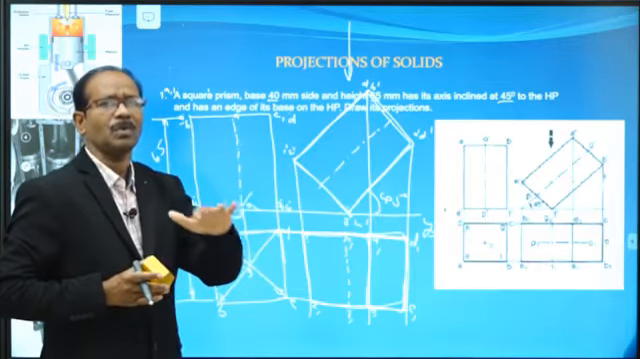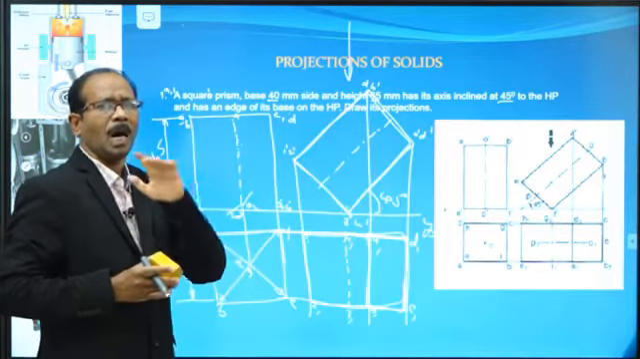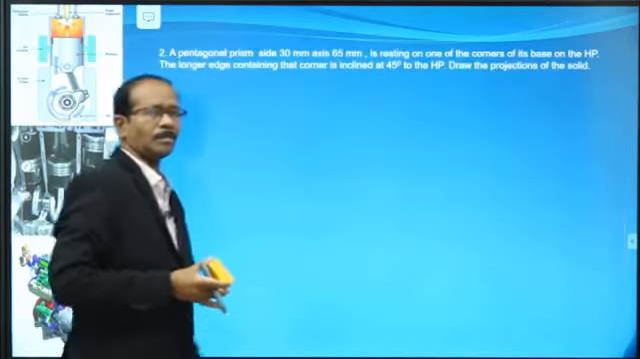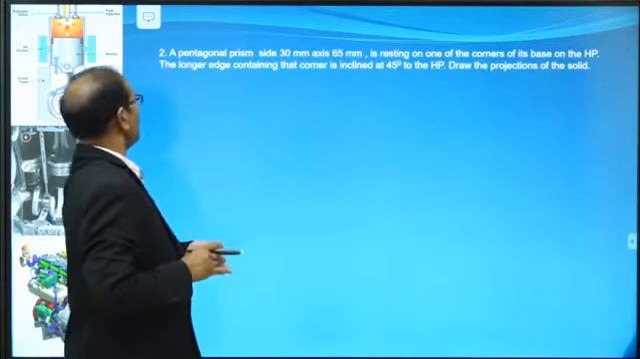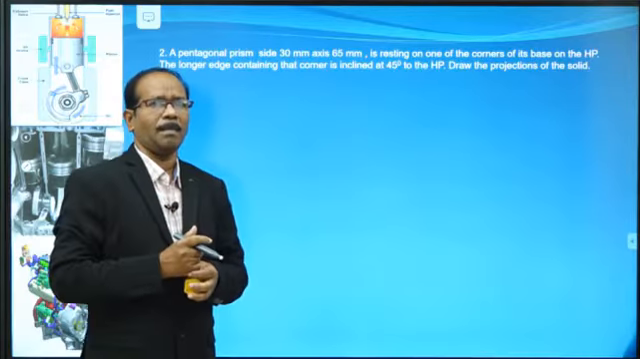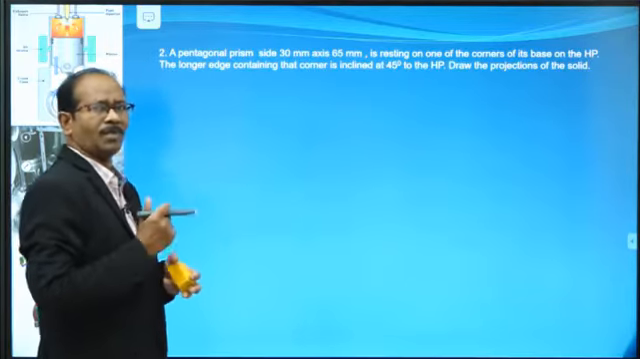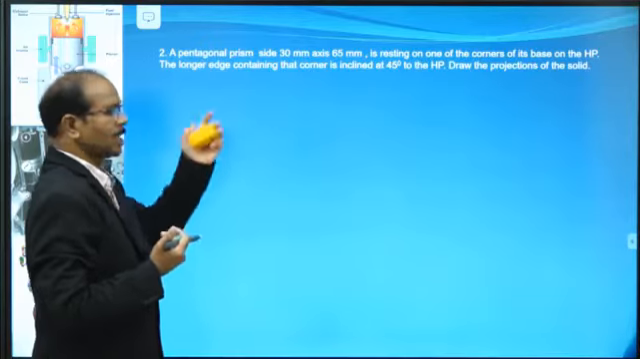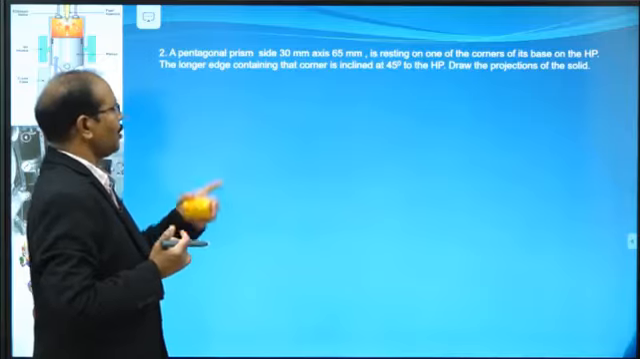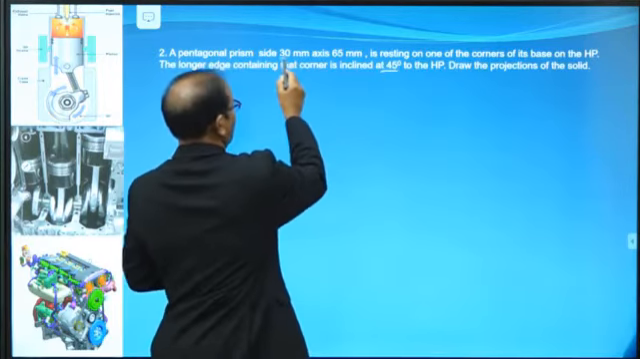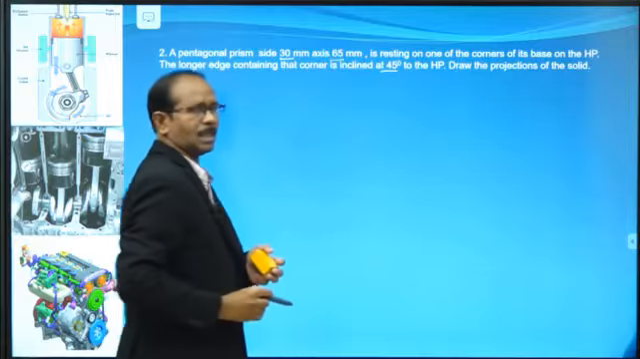Now we are going to introduce a new shape of object. Let's see the next diagram. Let's observe this diagram. What is the diagram? Say, pentagonal prism, pentagonal in shape. Pentagonal prism of side 30 mm, axis height 65 mm, at an angle of 45 degrees.